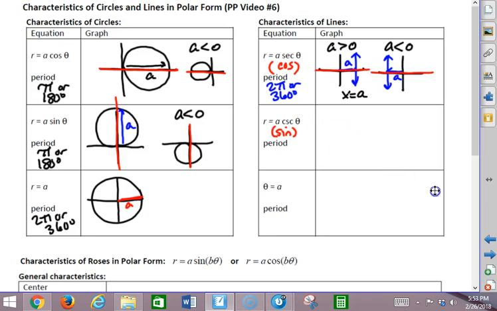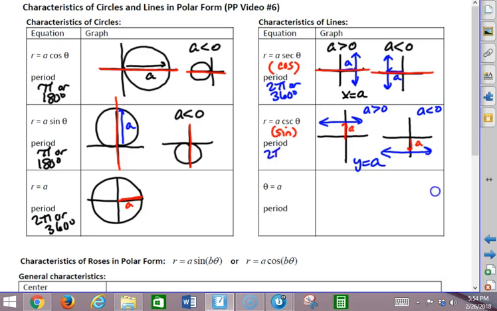Now, when we do cosecant, we get a line that is either horizontal above the horizontal axis, or we get a line that is below if A is negative. So A greater than 0, A less than 0, and once again this distance from here to here is A. And these correspond to the lines y equals A in rectangular form. Period of the graph to get the whole thing, 2 pi or 360.